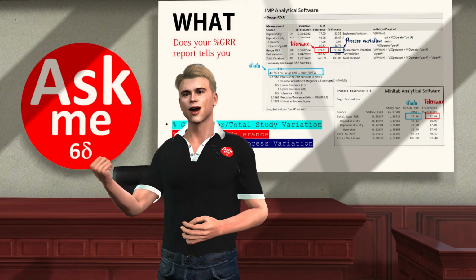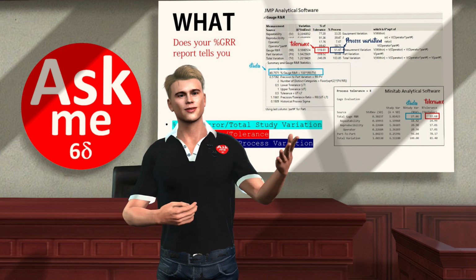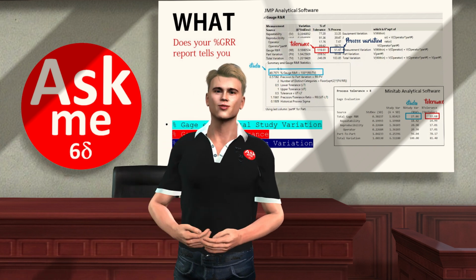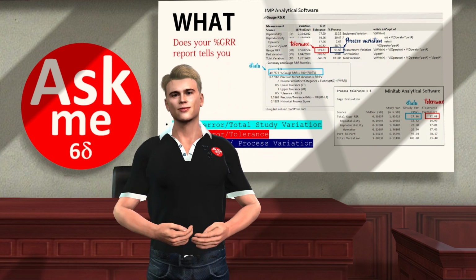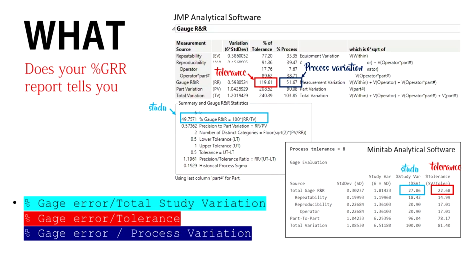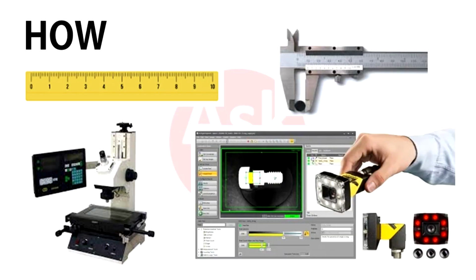This week, we are diving into the GRR report. Do you have a question on which percent of GRR is the correct number to report? GRR is a repeatability and reproducibility study on a measurement process. It is not solely on the measurement tool, like a ruler, caliper, toolmaker scope or complex computerized camera system.